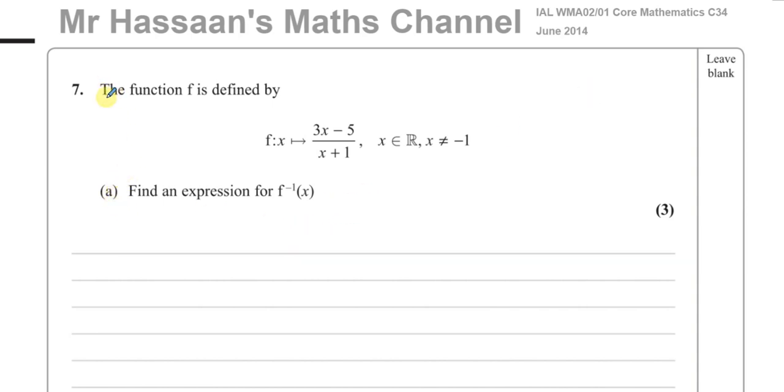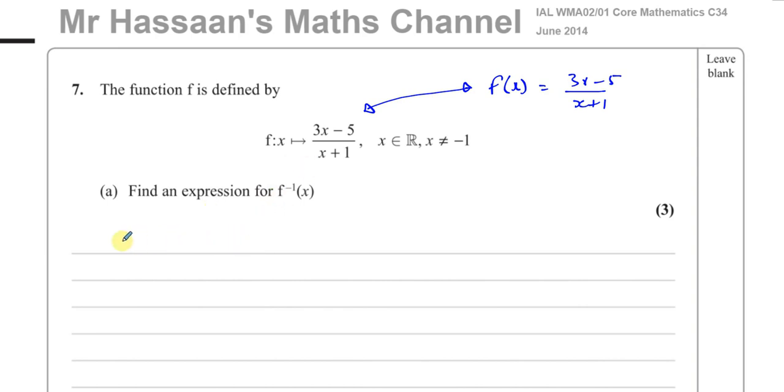Part A, it says first of all, the function f is defined by this. f is such that x maps to 3x minus 5 over x plus 1. This is the same as if they wrote f of x equals 3x minus 5 over x plus 1. They basically mean the same thing. It's just different ways of writing functions. So it says find an expression for the inverse of f(x). So first of all, algebraically, we want to find the inverse function.